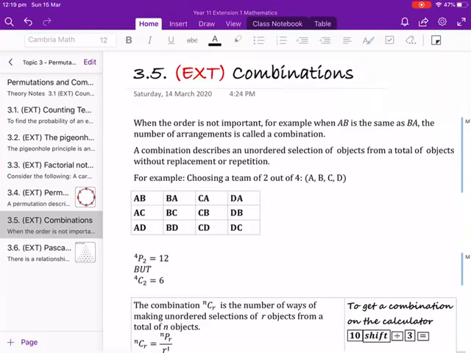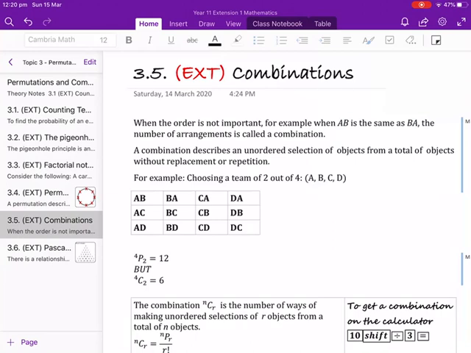Hi guys, last lesson we learned about permutations, where the permutation nPr is the number of arrangements possible for an ordered selection of r objects from a total of n objects. Today we're going to learn about combinations. So this is when the order is not important.